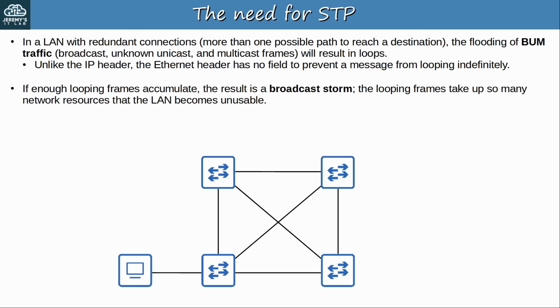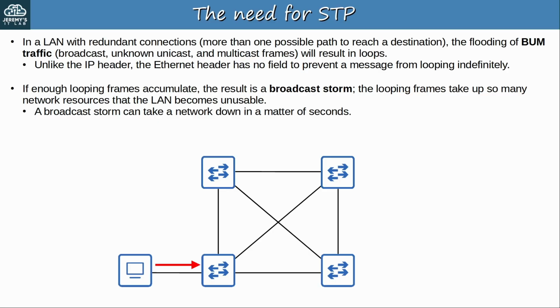If enough looping frames accumulate, the result is a broadcast storm, meaning the looping frames take up so many network resources, such as interface bandwidth, that the LAN becomes unusable. A broadcast storm can take a network down in a matter of seconds, so loops must be avoided. You can't have a functioning LAN with a layer 2 loop.